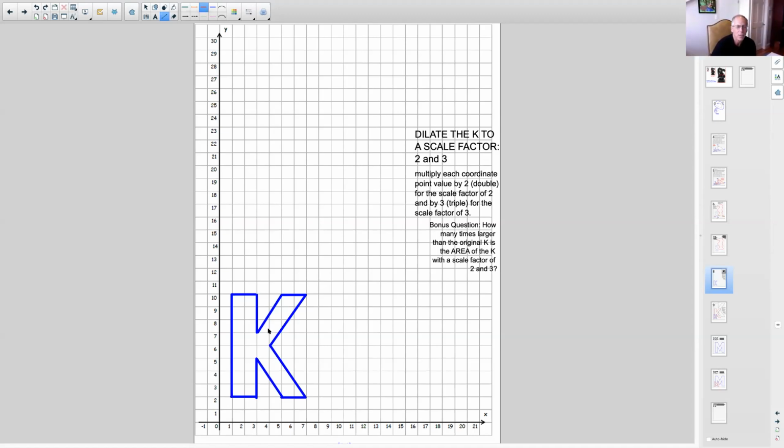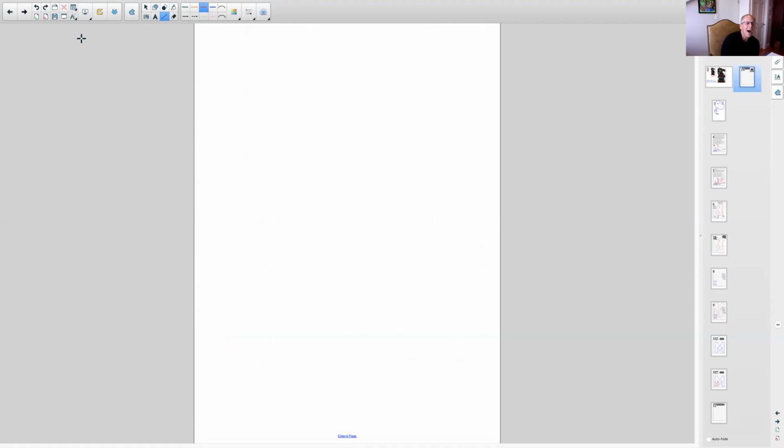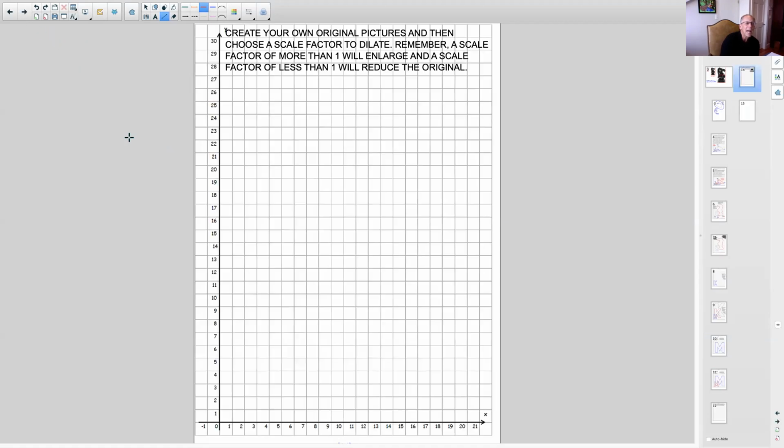I want everybody to look at Mr. Kramer's screen. Now, I picked K because K is the first letter in my last name. But you could pick your own. At the end of the packet, I gave you blank paper so you could make your own design, to any scale factor you want.